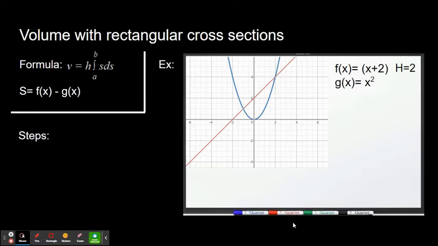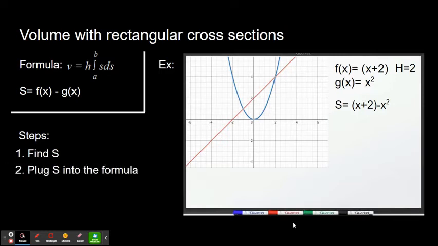So let's take a look at the steps. First, we have to find s. It's the exact same thing. x plus 2 minus x squared. That would be top minus bottom. Then we plug s into the formula. So here we have V equals 2, because that is the height, times the integral from 0 to 2. Once again, we're going from 0 to 2.